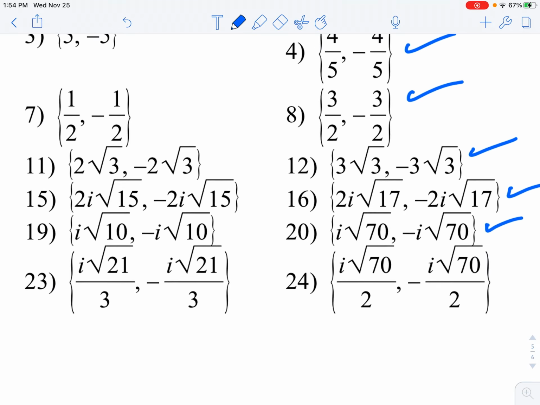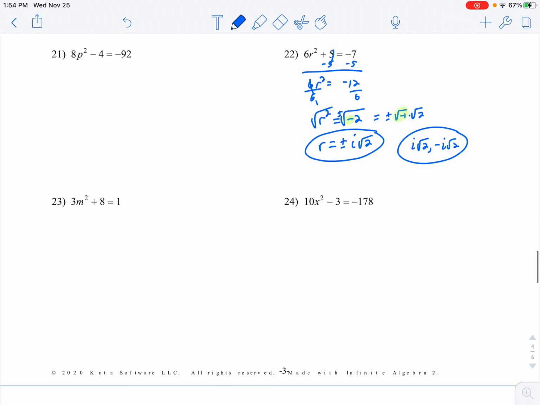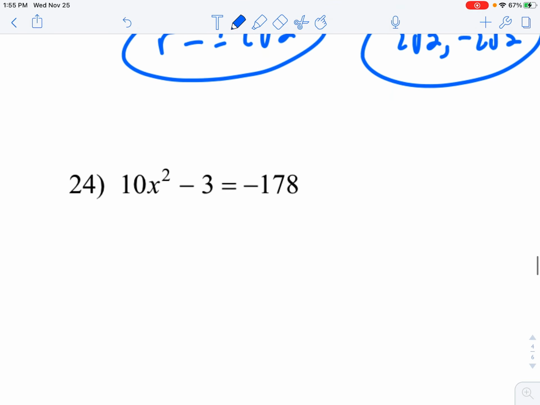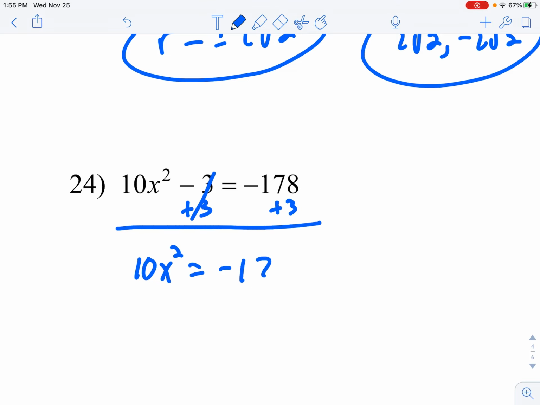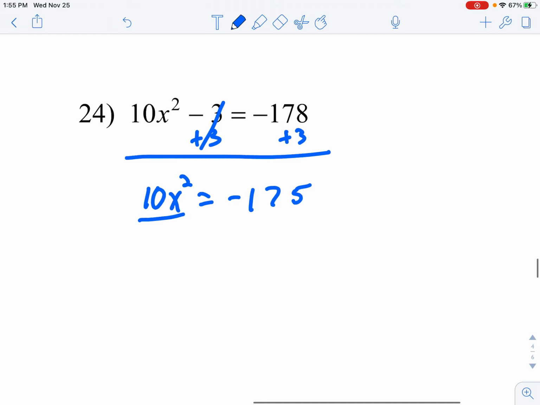All right, last couple problems look like fractions. Let's see what kind of trouble we're about to get into. Okay, number 24. First, we'll add 3 to both sides. 10x squared equals negative 175. Next, divide both sides by 10.